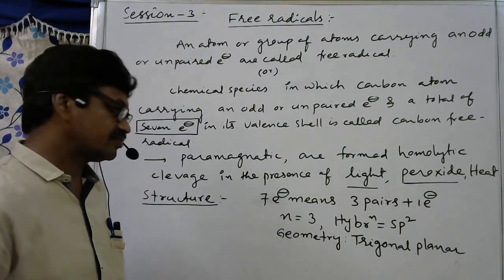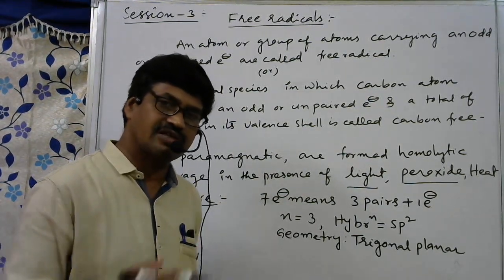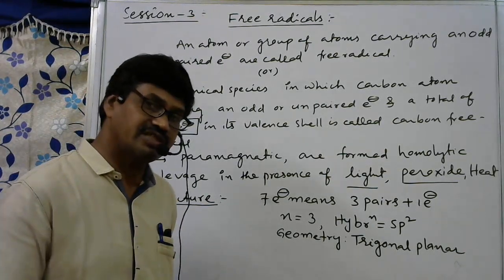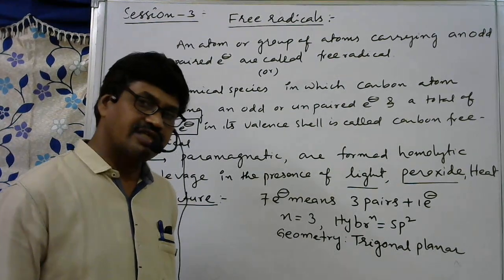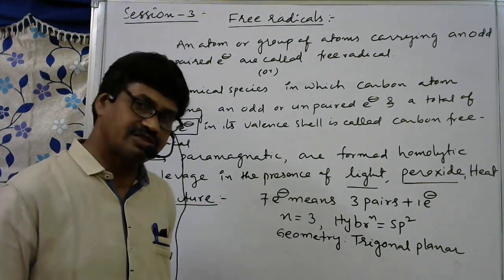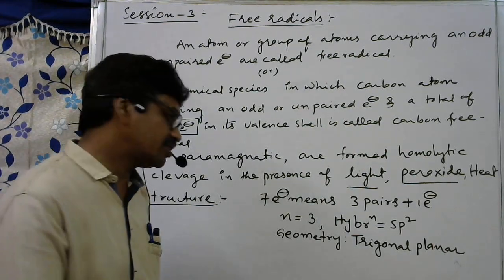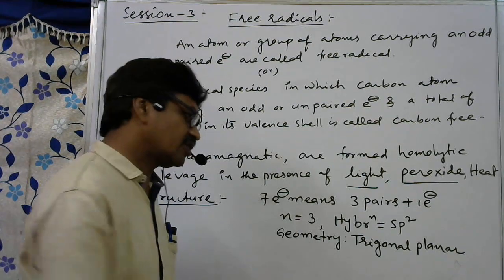Trigonal planar. Here there is no electron pair. If electron pairs are present, non-bonding electron pairs, otherwise lone pairs of electrons, then there should be some deviation in the shape. We should not consider that electron pair in shape. That orbital is totally eliminated from the geometry, so that geometry becomes the shape. That shape may be any other. It is not trigonal planar.